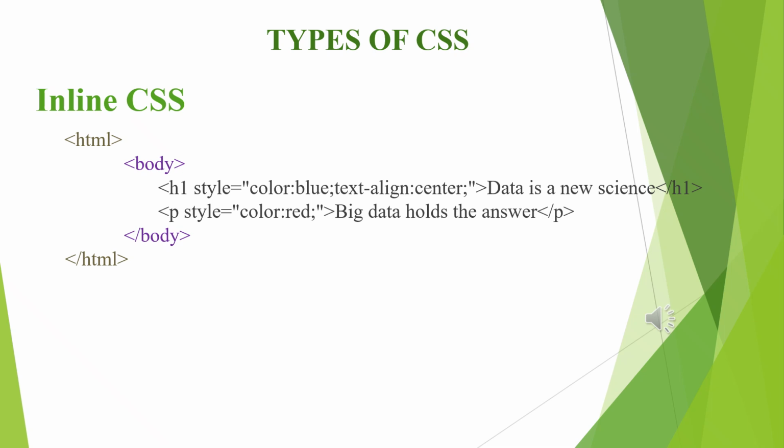Types of CSS. There are three main types of CSS. First one is inline CSS. Second, internal CSS. Third, external CSS.